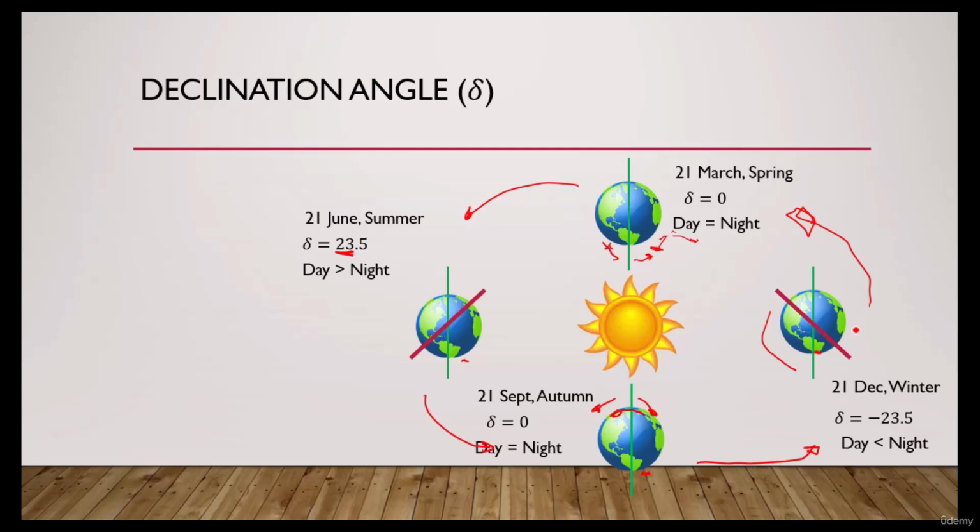So the declination angle can vary between minus 23.5 and 23.5. In the summer, it reaches its highest value at 23.5, and the sun hours are higher because the daytime is larger than the nighttime. But in the winter, the declination angle is equal to minus 23.5, and the daytime is less than the nighttime, which causes the sun hours to be less in winter.